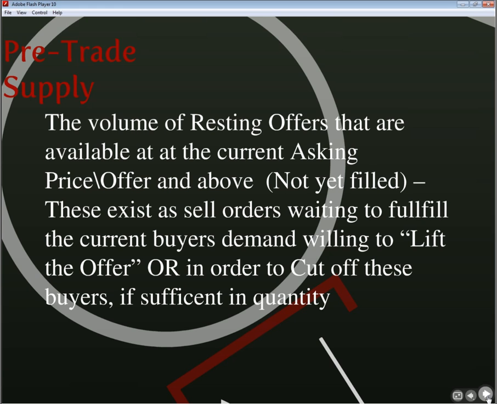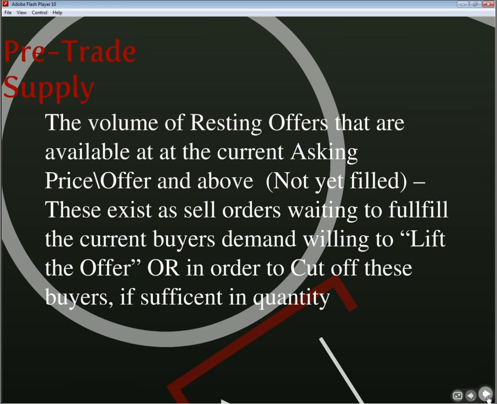So if you think of this on your dome, the depth of market, you'll often see these offers on the current ask, or above. But remember, these trades are just sitting there. They're resting bids, resting offers. Sorry, they're not actually filled yet. They can actually exist there as sell orders to fulfill the current buyer's demand. So buyers willing to lift the offer will have to lift some offers that are already there, right? It's a zero-sum game. Everybody agree? Everybody understand this?